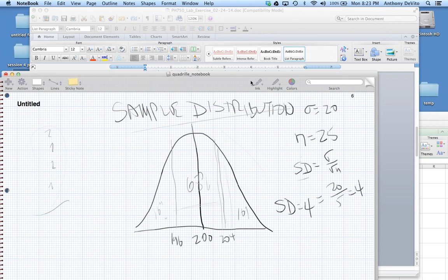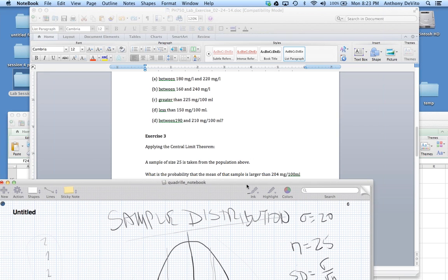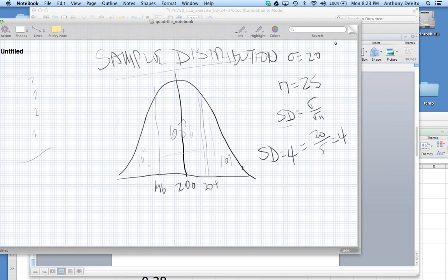Okay, so what was the exact question? The exact question was, what is the probability that the mean of that sample is larger than 204? Well, we just answered that, didn't we? 204 is one standard deviation, right? It's X bar minus the mean this time, because we're dealing with the average, over the standard deviation of the sample distribution, not sigma. That's going to be 204 minus 200 over 4, which is equal to 1 standard deviation. So we know that this is 68%. This area in here is going to be 34%, and it's going to leave 16% for this area up here.